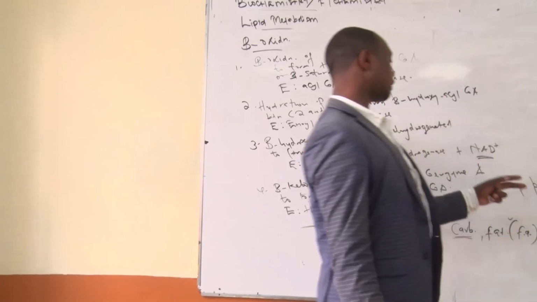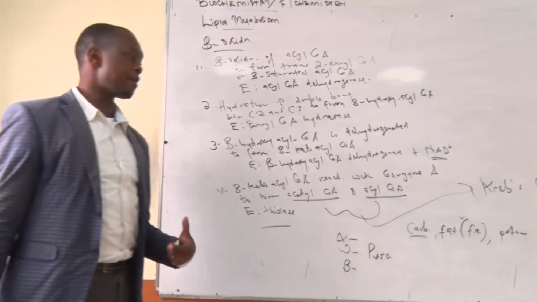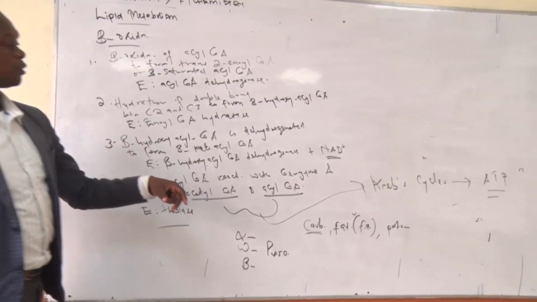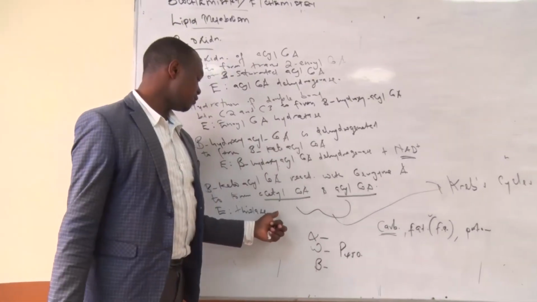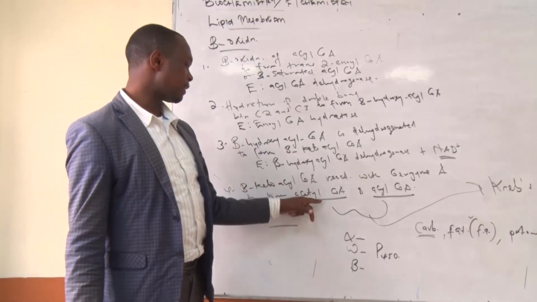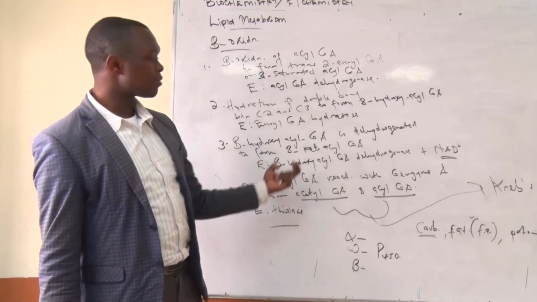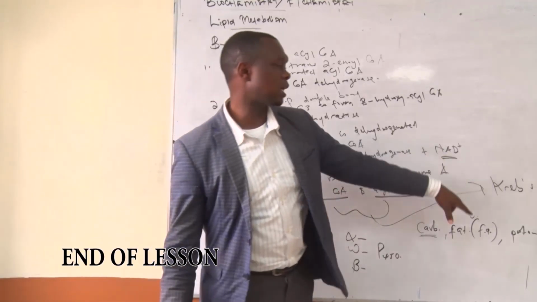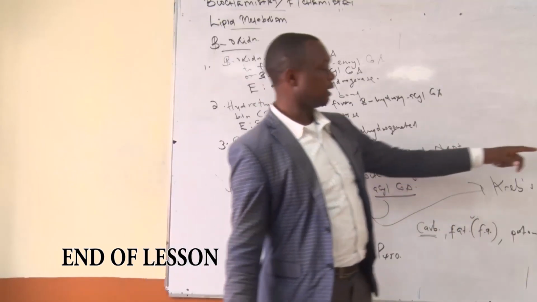We know about the Krebs cycle. It's a series of many reactions that occur in the cell, in the mitochondria, to form energy. So the final products of the beta oxidation of fatty acids are acetyl CoA and acyl CoA, which are two-carbon molecules. Now they enter the Krebs cycle, and eventually form the ATP.